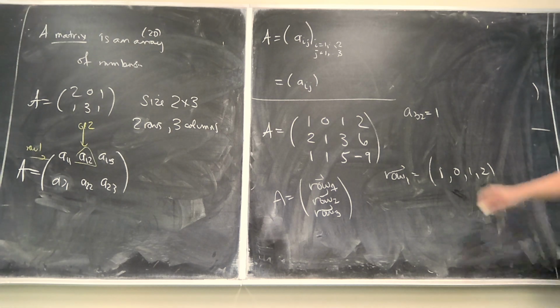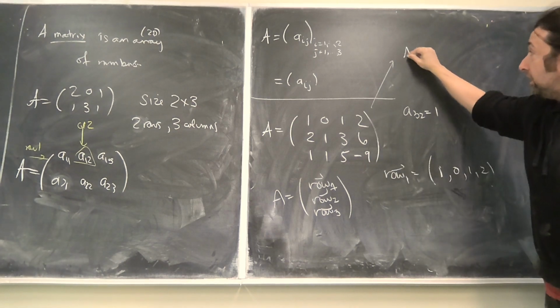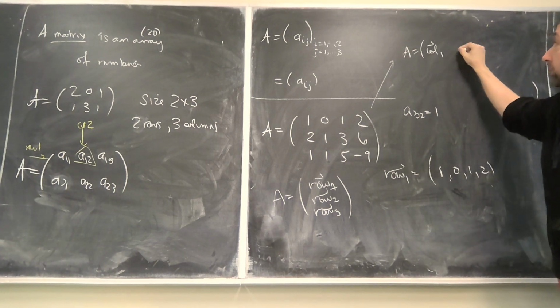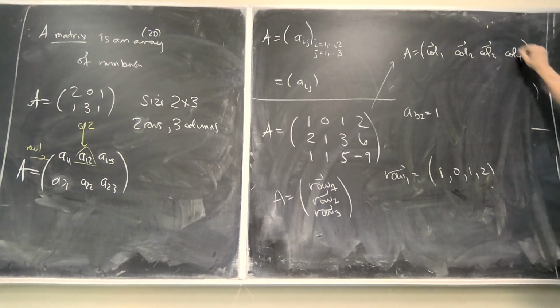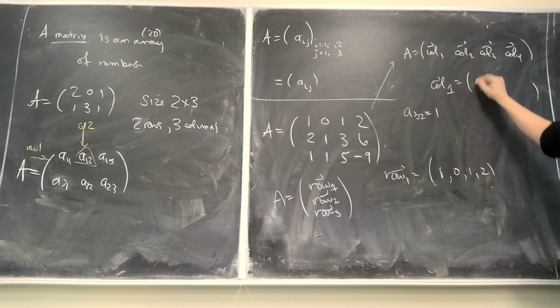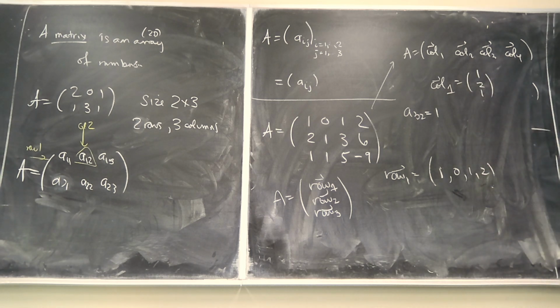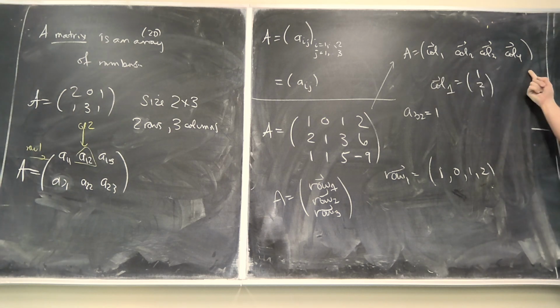Alternately, I could think of A as being constructed of 4 column vectors. A could be thought of as column 1, column 2, column 3, column 4, where, say, column 1 is 1, 2, 1. So matrices are usefully thought of as being chopped up into all kinds of these sort of arrangements. I can think of A as a collection of row vectors. I can think of A as a collection of column vectors.